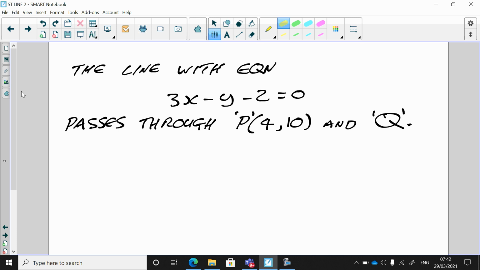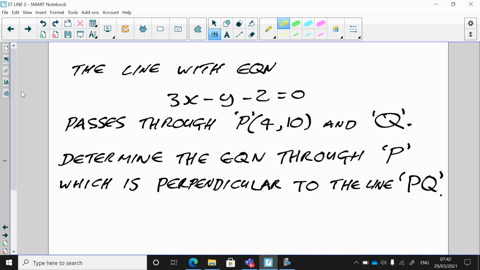Just giving you a little chance to read it there. So we'll get an equation here in a certain form, and they're telling you that it passes through a point. They're giving you the coordinates for P, so P has coordinates (4, 10), and another point Q. They don't seem to be giving you any information about that. That's probably because you don't need additional information. I'm letting you know there's definitely 2 points, because we need at least 2 points for a straight line.